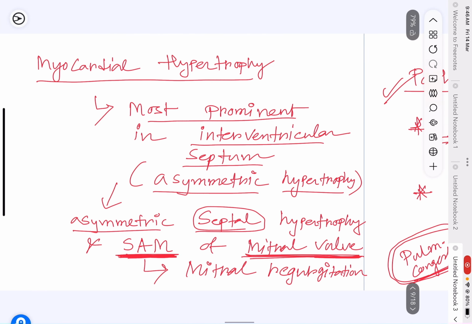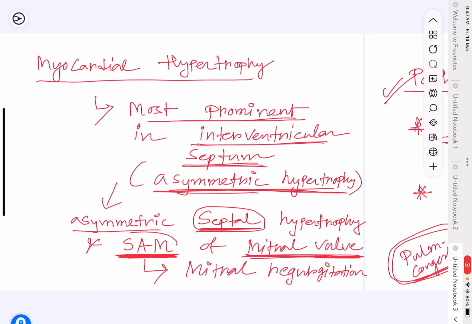Now coming to the myocardial hypertrophy that we see in this condition, the most prominent hypertrophy is seen in the interventricular septum. The interventricular septum is thickened more than the free wall of the left ventricle, which causes asymmetrical hypertrophy. This leads to asymmetrical septal hypertrophy also. With septa, it is IV septa.